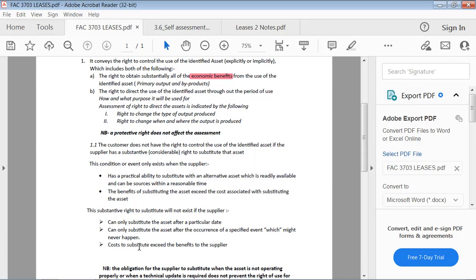The third is that the costs to substitute exceed the benefit to the supplier. So if these three are present, that means the supplier does not have the substitution powers.